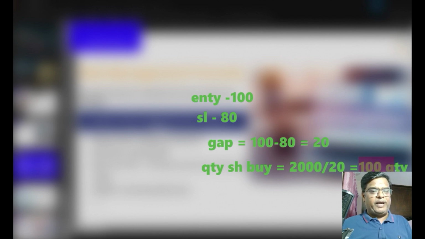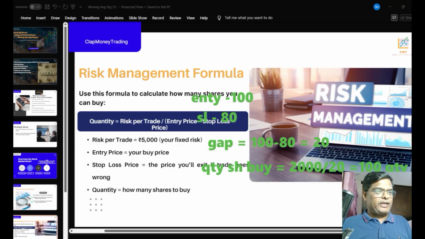So you go and buy the 100 quantity and wait. If the stock hits 80 rupees, you will lose only 2000 rupees basically. If the stock is going up, then you trail your stop loss. Very simple. You need to calculate the risk.